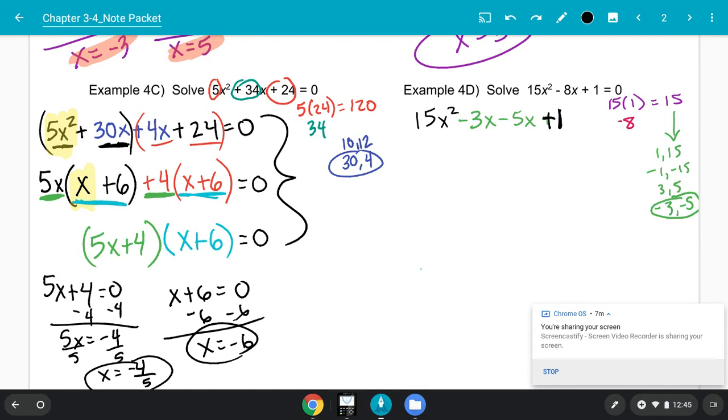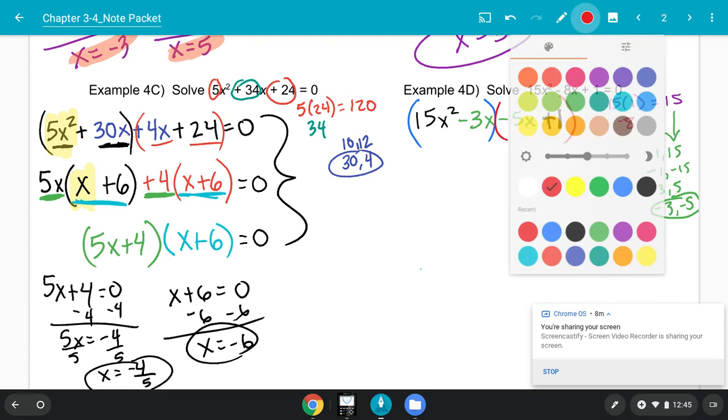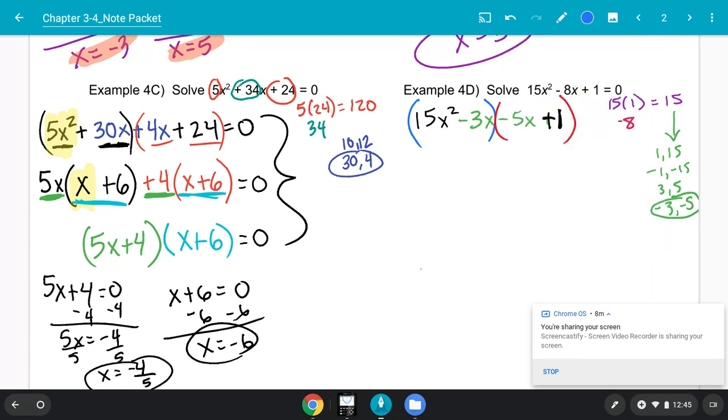So now what we're going to do is factor by grouping, meaning look at the first 2 parts, look at the second 2 parts, and you want to pull stuff out so that they end up looking the same. So what can you take out of both 15x squared and minus 3x? Both of those are divisible by 3. And you can take an x from both of them. So 15 divided by 3 is 5. X squared divided by x is x. Negative 3x divided by 3x is negative 1.